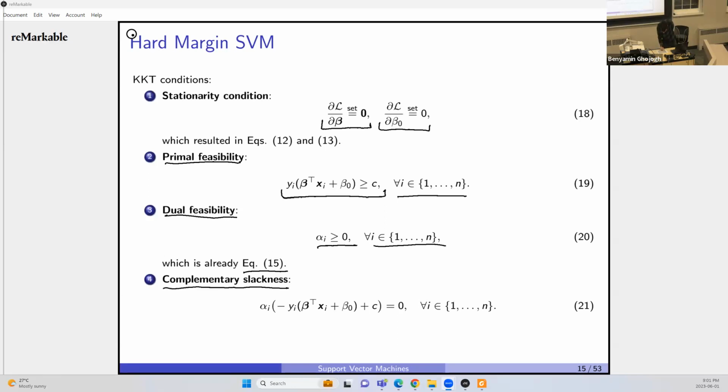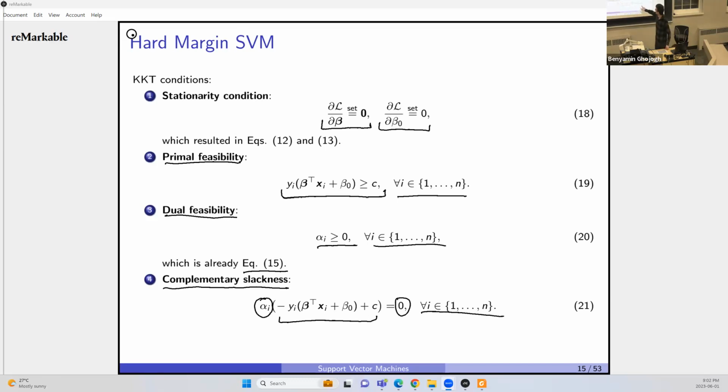Complementary slackness is saying this. It's saying that the multiplication of the dual variable and its constraint should be zero, for i from one to n, for all of them. So alpha i is for the ith constraint, and this is the constraint. This is less than or equal to zero in the parentheses. So this multiplication should be zero. For proof, see optimization course.